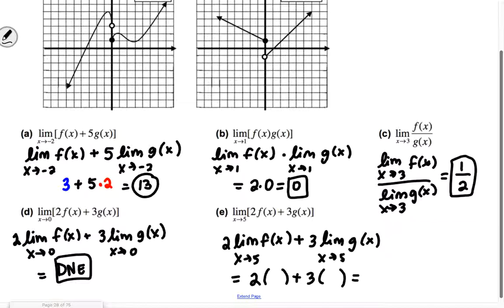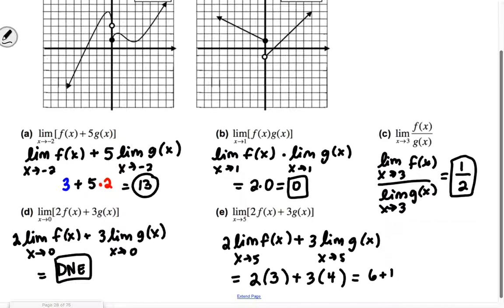So as I went towards 5 on the f of x graph, what number did I get closer and closer to? 3. And then as I went towards 5 on the g of x graph, what's the y value I get closer and closer to? Yeah, 4. Do you guys see it? Is it 4? 1, 2, 3, 4, 5. Yeah, 4.